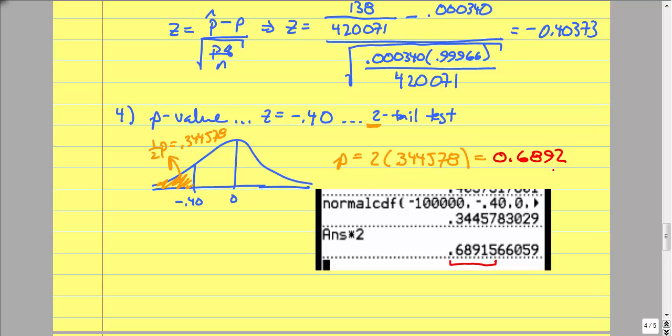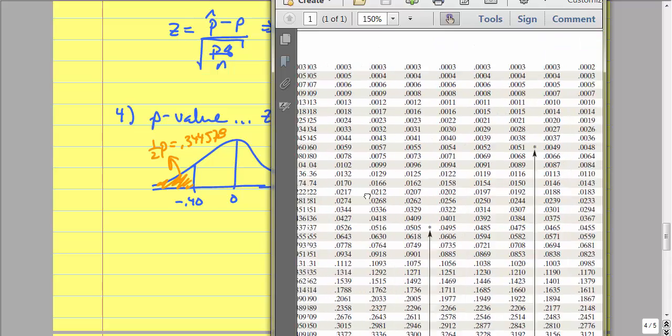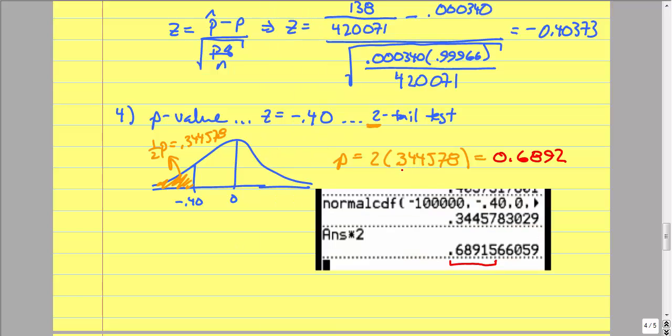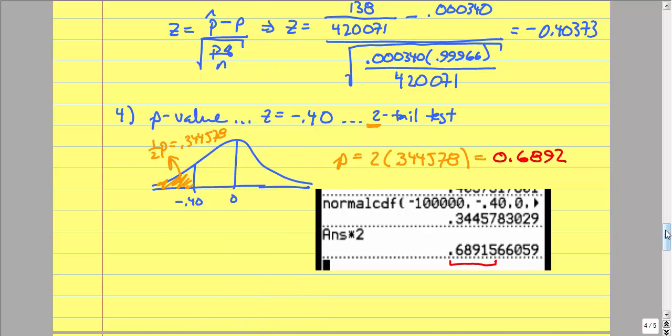That's a big p-value. Now if you use your normal tables, this is going to look a little different. Let's grab our normal tables. From our picture, we're looking up negative 0.40 and finding the area to the left. Here's negative 0.40, 0.3446, and then I would double that, 0.3446 times 2, and we get 0.6892, which rounds to 4 places the same. So it's good to use your normal tables as well.